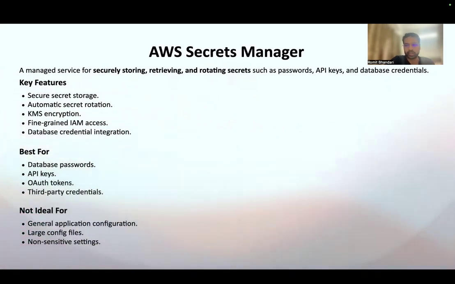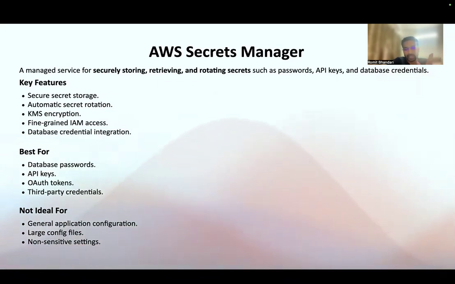Okay, AWS Secrets Manager, as the name suggests, manages your secrets, which means passwords, API keys, database credentials, the most important or most sensitive credentials you have. You should use AWS Secrets Manager to store, retrieve, or rotate those. So it provides you secure secret storage, automatic secret rotation, and obviously KMS encryption.